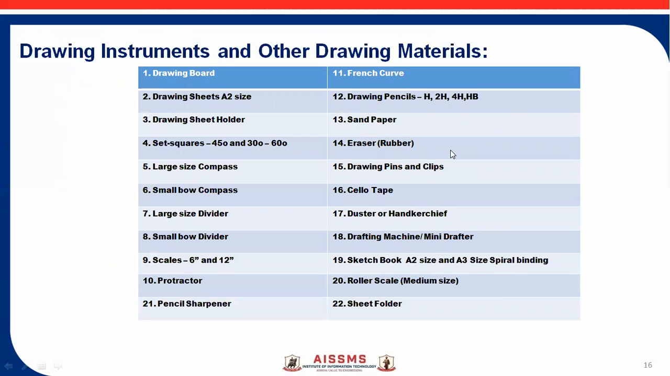Next we will focus on the drawing instruments. The basic instruments we used earlier are the same engineering drawing instruments we are going to use, but at an accurate level and on a large scale: drawing board, drawing sheets, sheet folder, scale, protractor, pencil, sharpener, eraser, sandpaper, cello paper. We'll discuss those drawing instruments and their use in the next lecture.